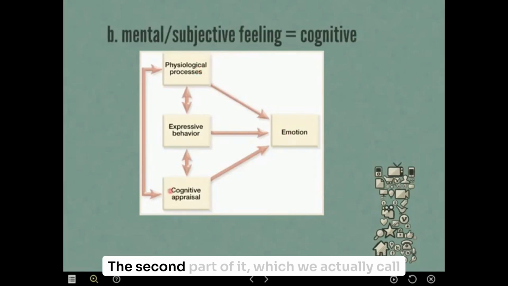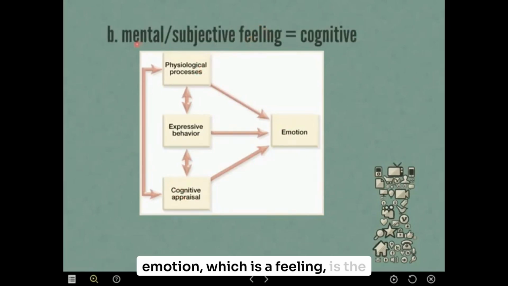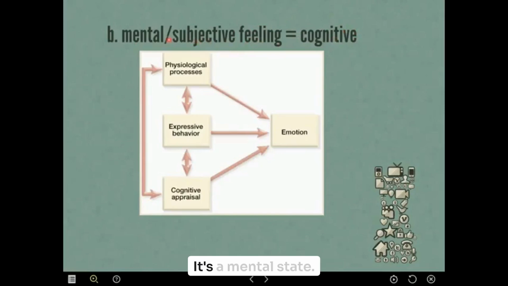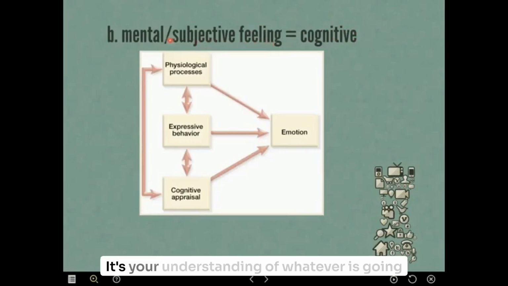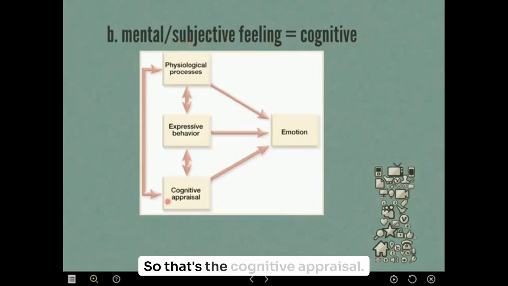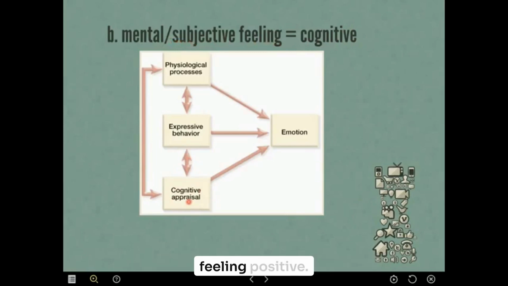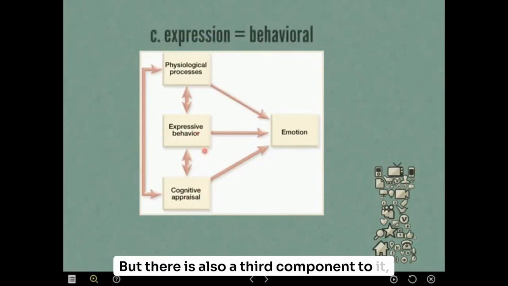The second part of it, which we actually call emotion, which is a feeling, is the subjective aspect of it, which is your interpretation of your state of mind. It's a subjective feeling. It's a mental state. It's your understanding of whatever is going on in your mind. So that's the cognitive appraisal. It's like your mind saying, yes, you're feeling positive. Yes, you're feeling negative.